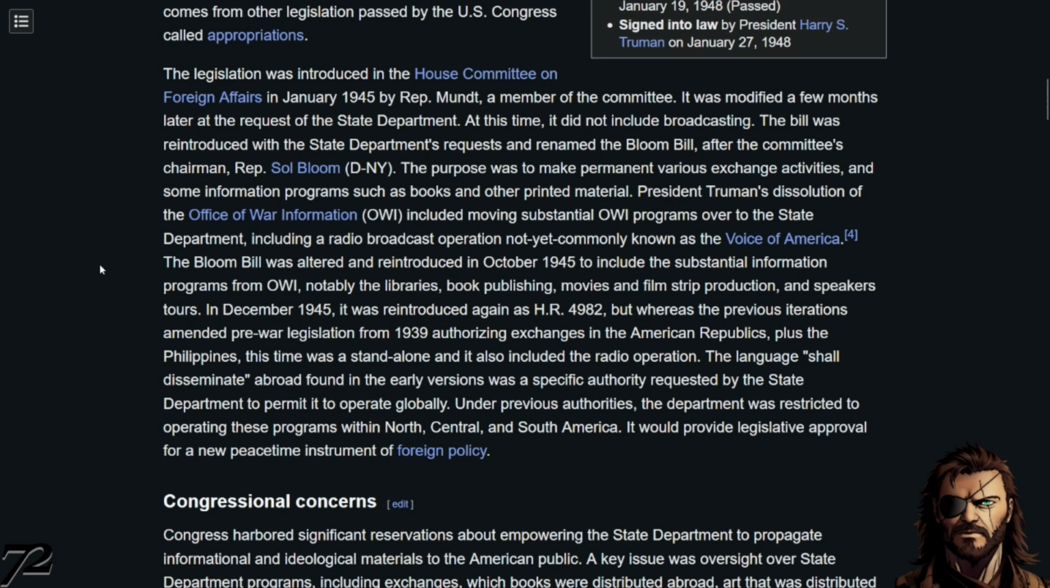In December of 1945, it was reintroduced again as H.R. 4982. But whereas the previous iterations amended pre-war legislation from 1939 authorizing exchanges in the American republics plus the Philippines, this time it was a standalone, and it also included the radio operation. The language "shall disseminate abroad" found in the early versions was a specific authority requested by the State Department to permit it to operate globally. Under previous authorities, the department was restricted to operating these programs within North, Central, and South America. It would provide legislative approval for a new peacetime instrument of foreign policy.